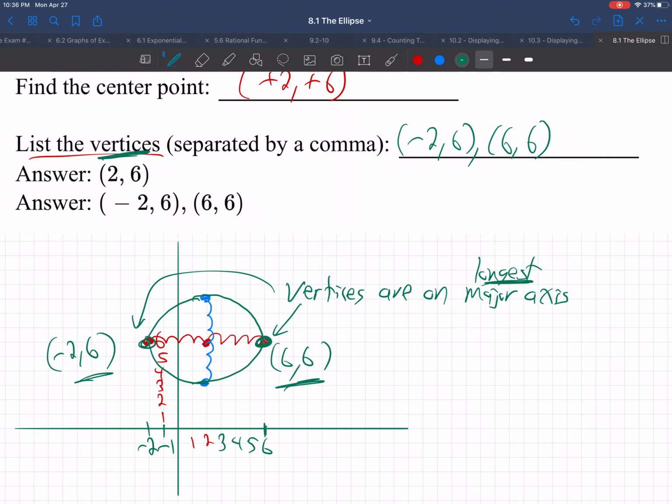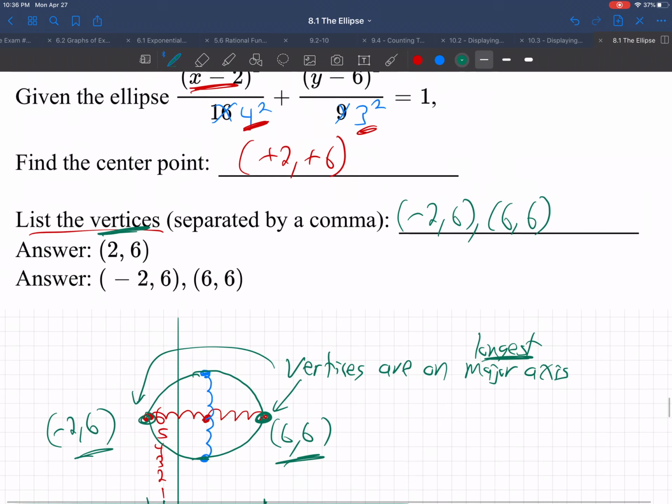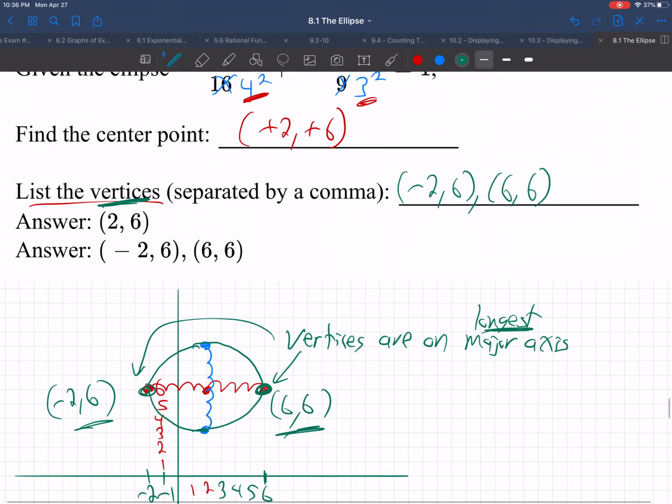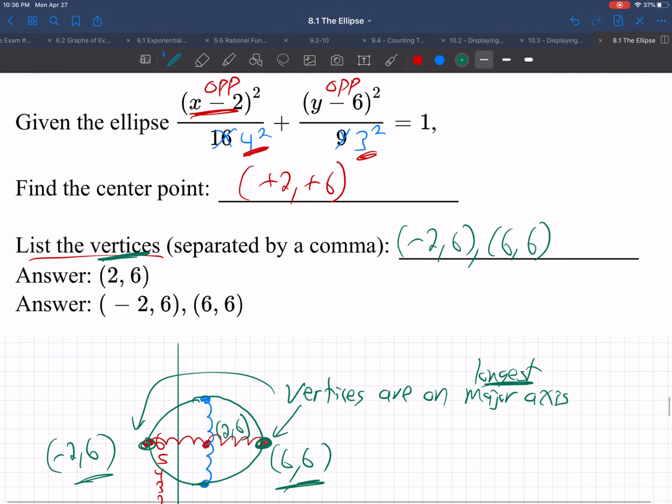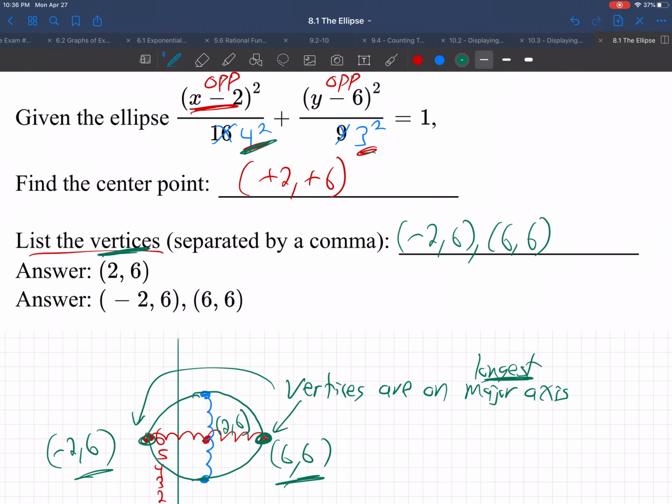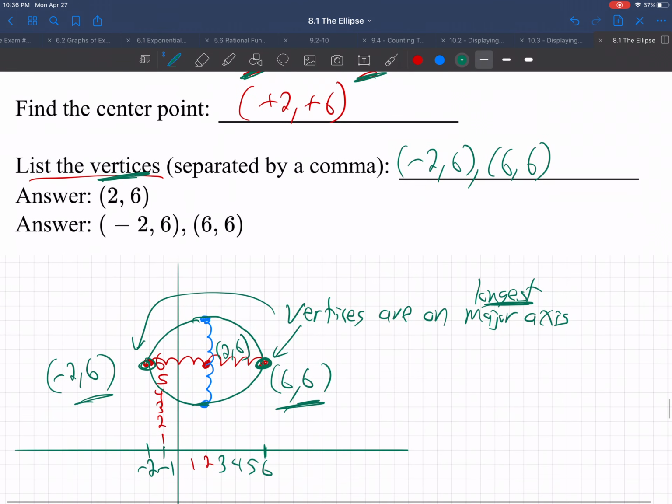We found the vertices by drawing the graph of the ellipse, starting with the center, which was at 2, 6, right here, and then going right and left 4, up and down 3 from that center. There we go.